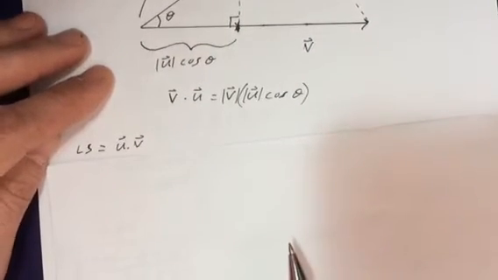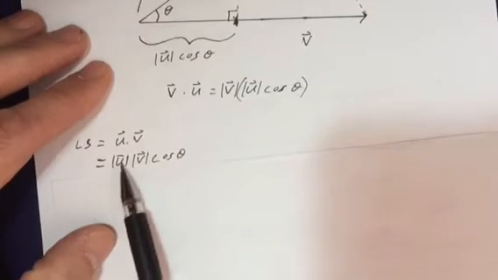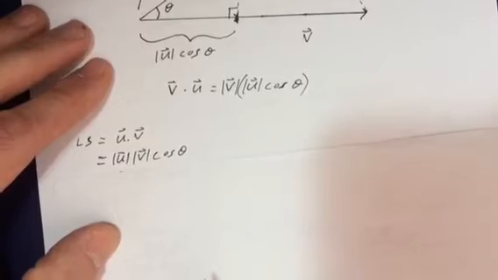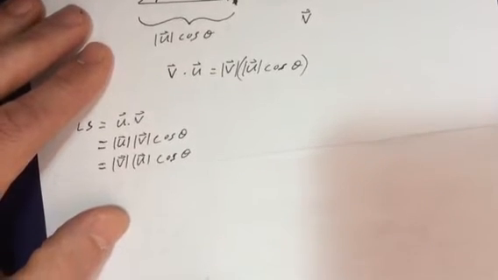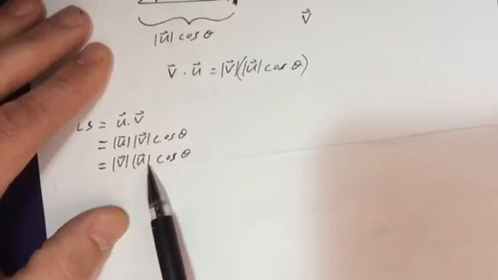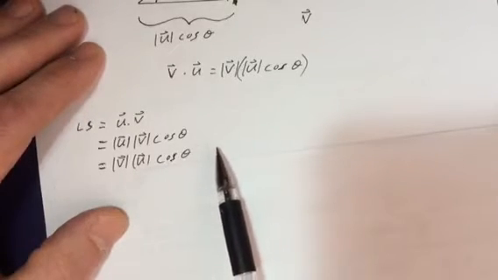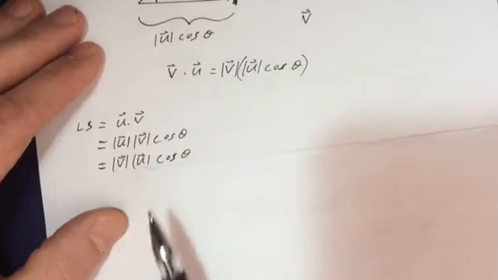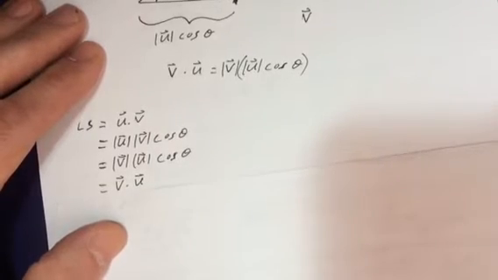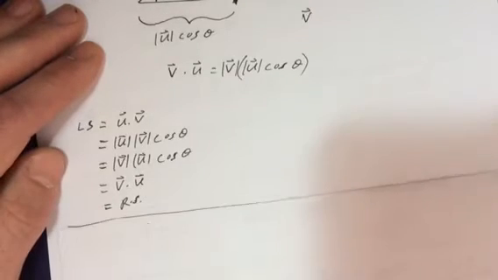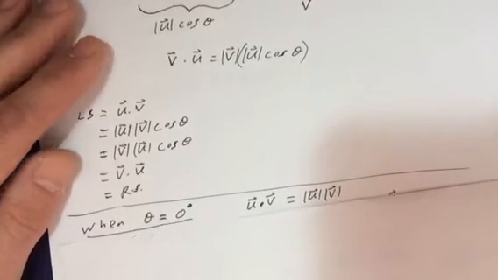So left side, u dot v equals magnitude of u times magnitude of v cos theta. These are all scalars, so you can rearrange them in whatever order you want. So I'm switching the v and the u. Now we have the formula for v dot u, and you can write it that way. So it equals the right side. So that's that property.